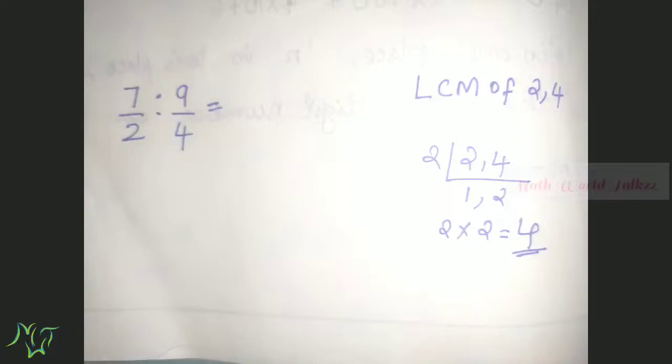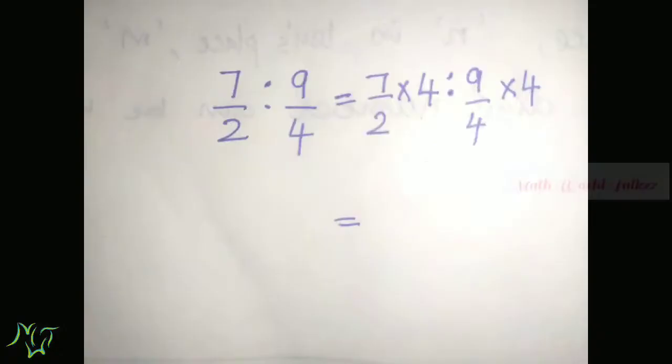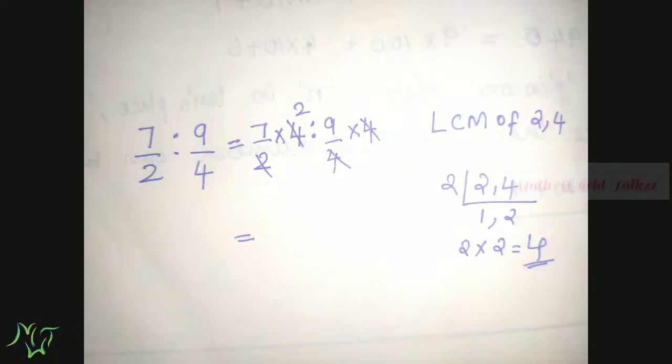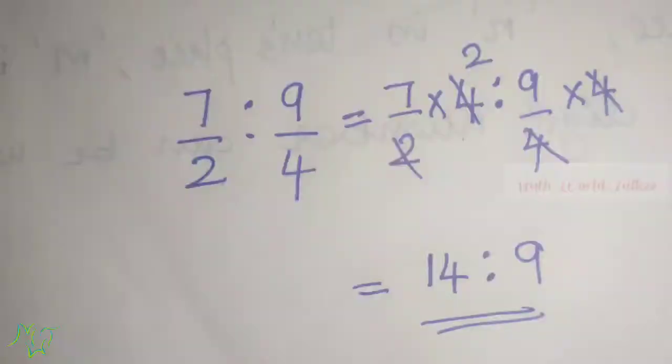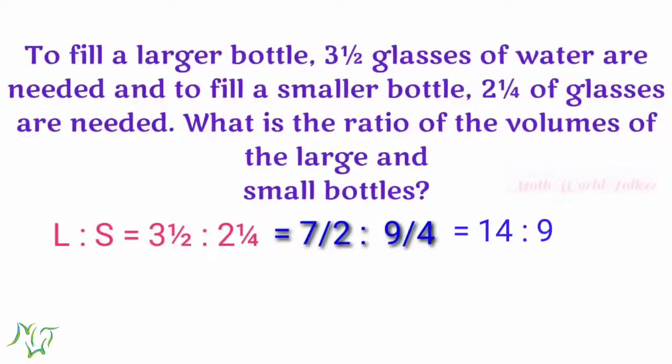Then that LCM we want to multiply with each number in the ratio. That is 7 by 2 into 4 is to 9 by 4 into 4. So we should multiply with same number. Okay. Then cancel the common factors. So here we get 7 into 2 is to 9. That is 14 is to 9. Any common factors to cancel? No. So this is the simplest form.